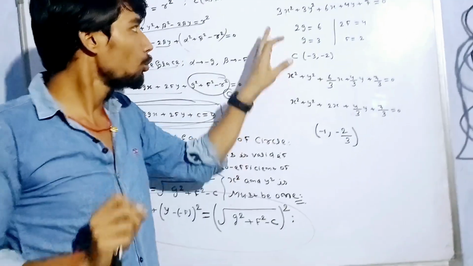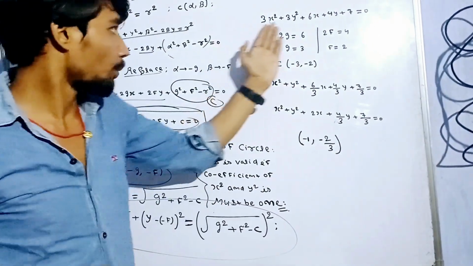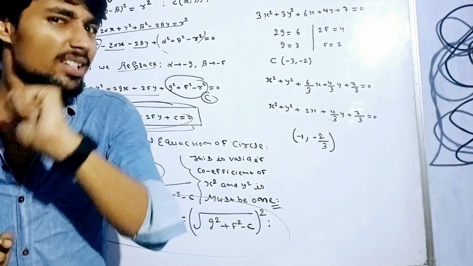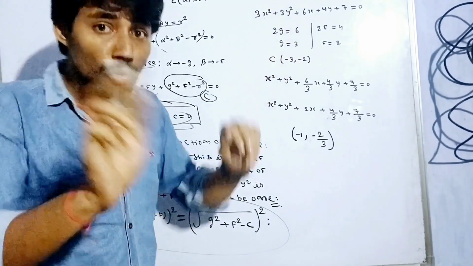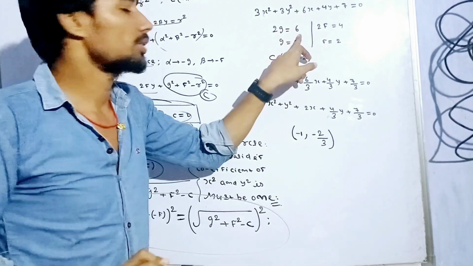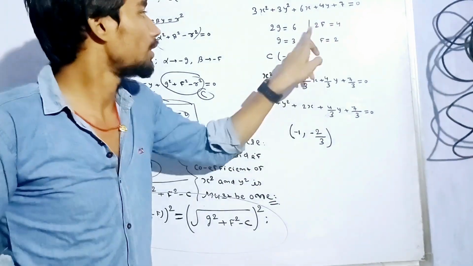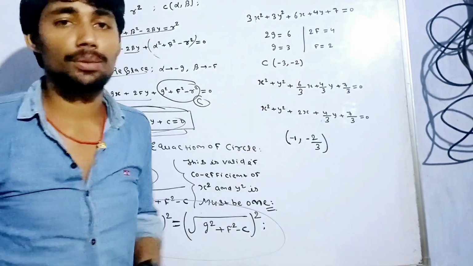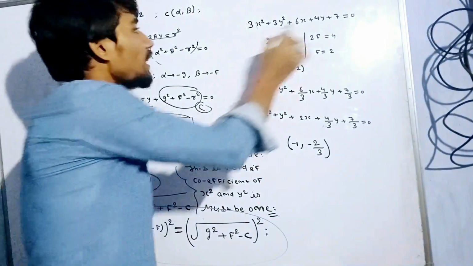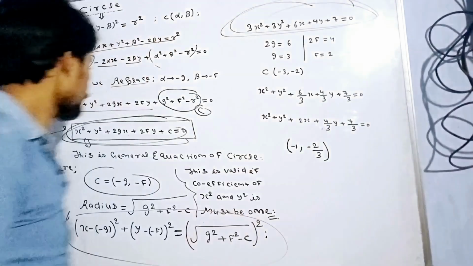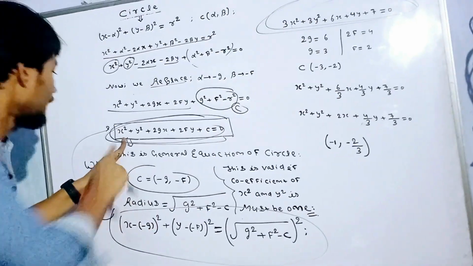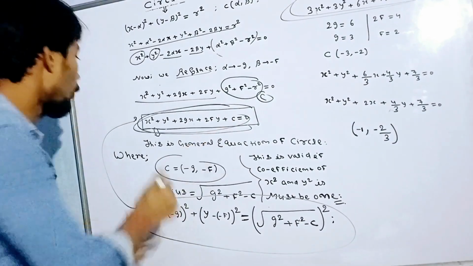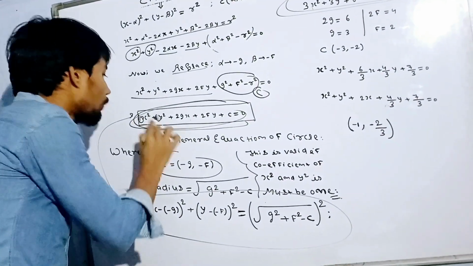Sometimes you are given equations in this format and asked for the center of the circle. Some students make a silly mistake here. The student thinks 2g is equal to 6, g is equal to 3, 2f is equal to 4, f is equal to 2, and the center of the circle is minus g, minus f, which is wrong. Because when you learn the general equation of the circle, it is x square plus y square plus 2gx plus 2fy plus c. Here, the coefficient of x square is 1 and the coefficient of y square is 1.